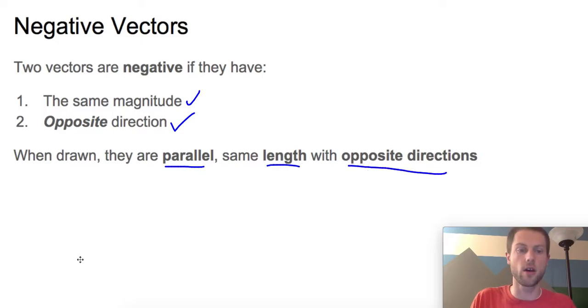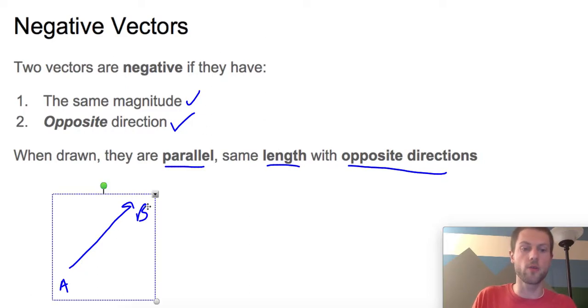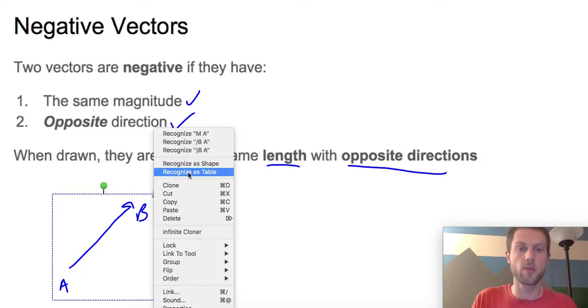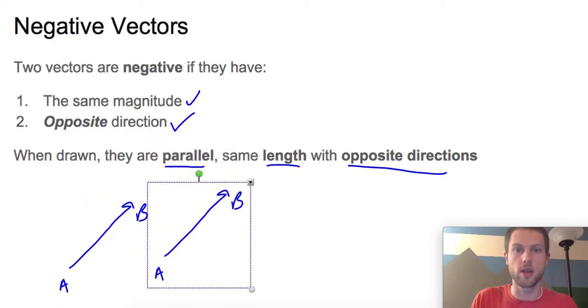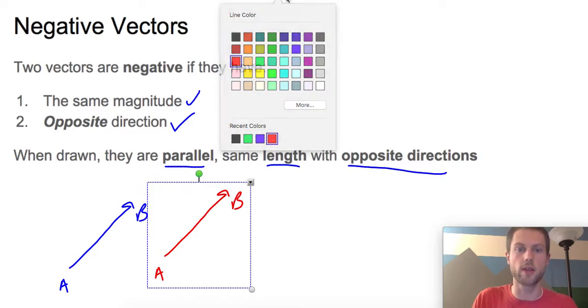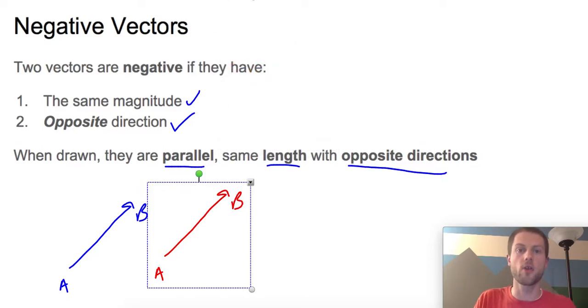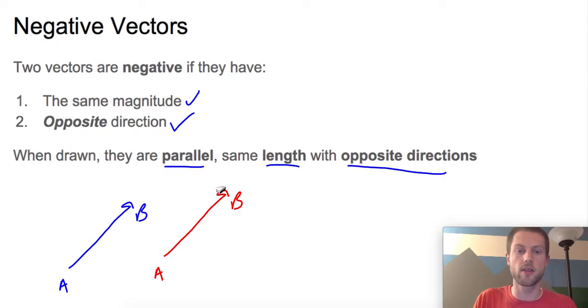So again, if I come up with some vector AB, a negative vector would be exactly the same, just about exactly the same. In fact, I am going to clone this and see, can I change the color of this? Ooh, yeah, that's nice. So this is going to be my negative vector. The only difference now is that the arrow is on the other end. And that should make sense.